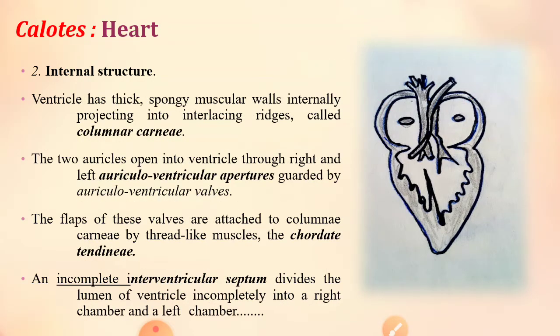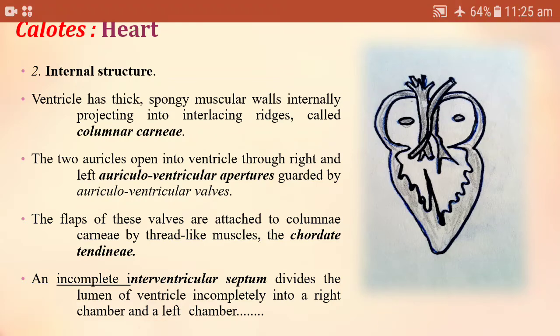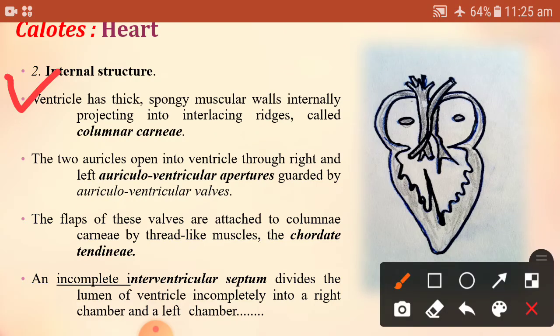Then again, the ventricles have a thick spongy muscular wall internally projecting into intercalating ridges called columnae carneae. So the internal ridges of the ventricle, which is a thick and spongy muscular region, are called columnae carneae.